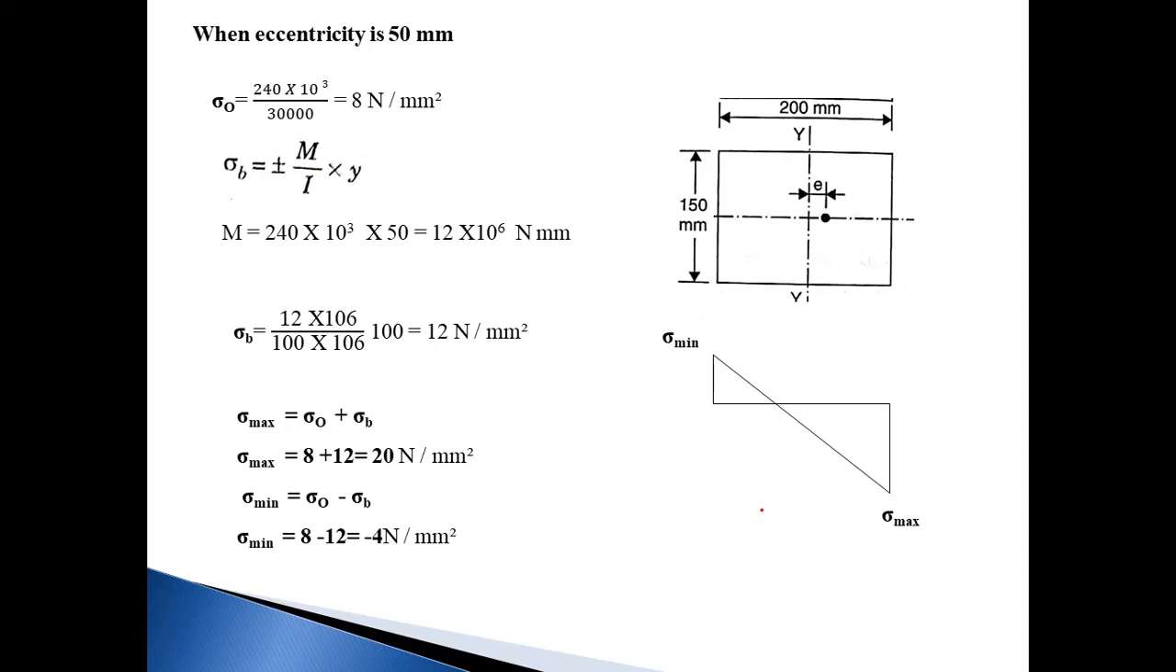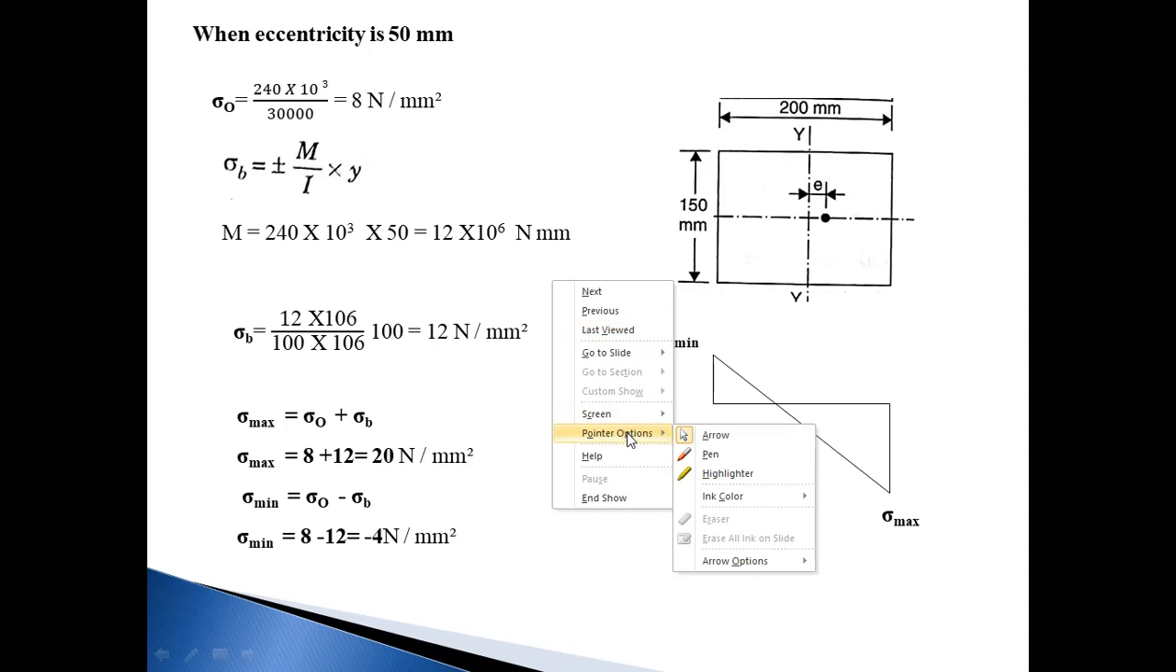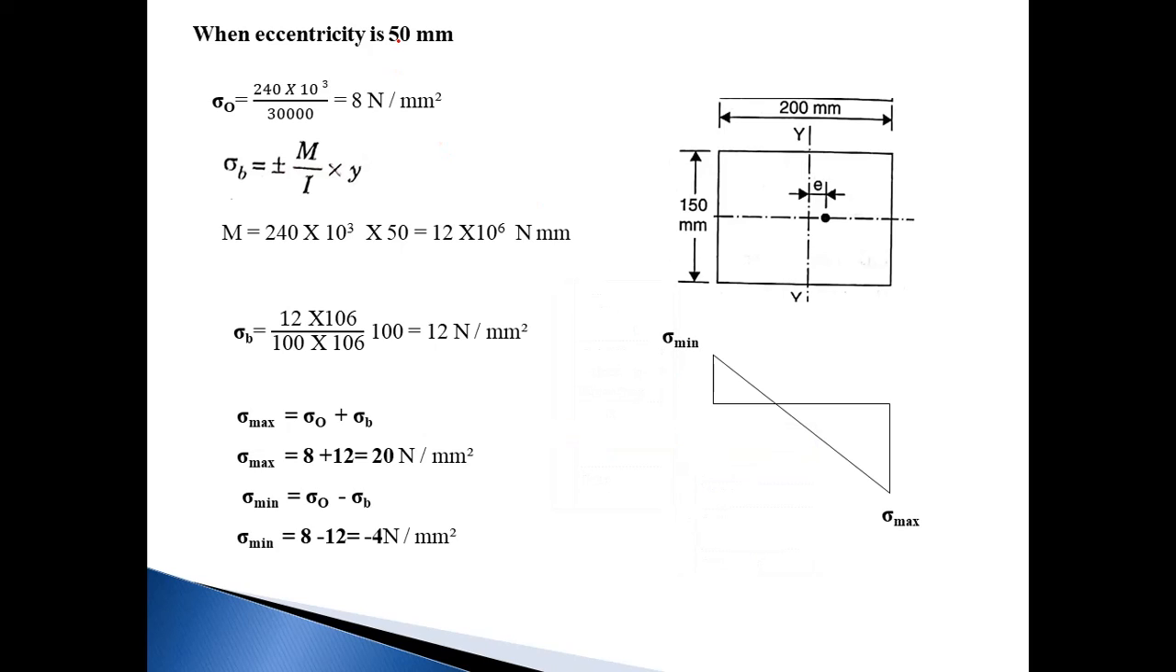Then when eccentricity increases, that is 10 to 50 mm, now e becomes 50 mm. The direct stress stays the same, that is P by A. P is equal to 240 into 10 raised to 3 divided by 30,000. It becomes 8 Newton per mm square.